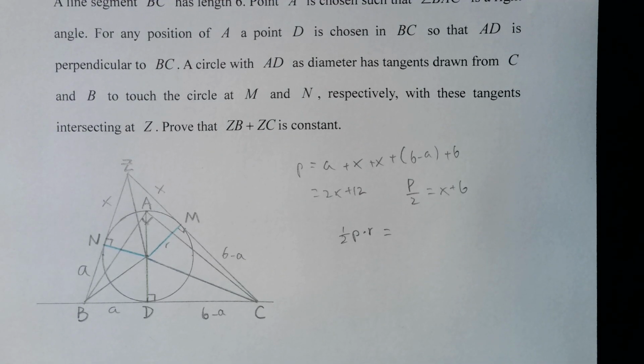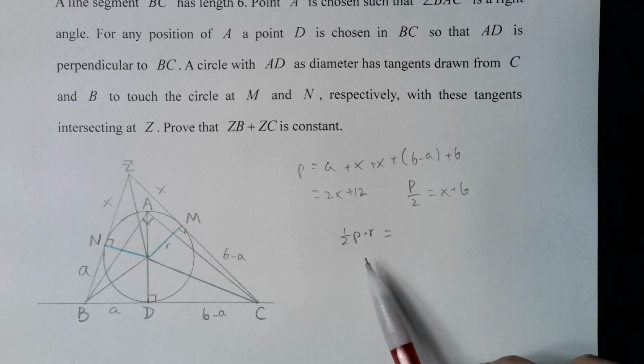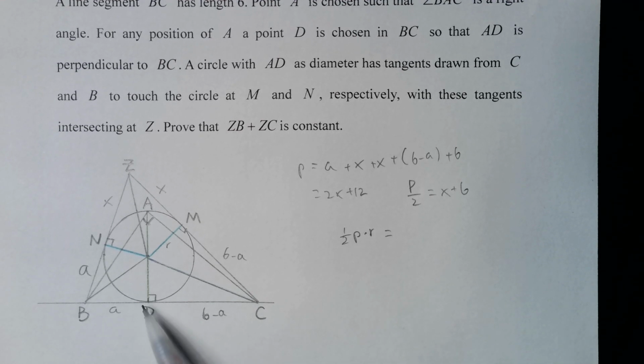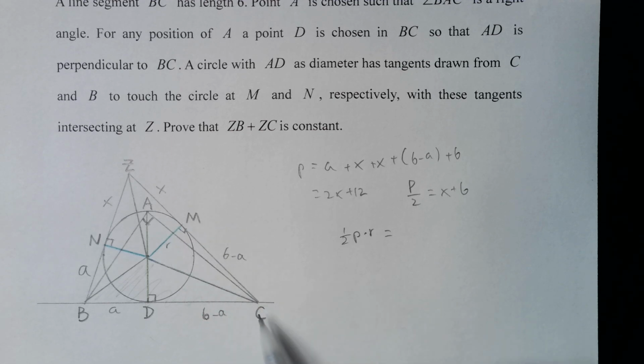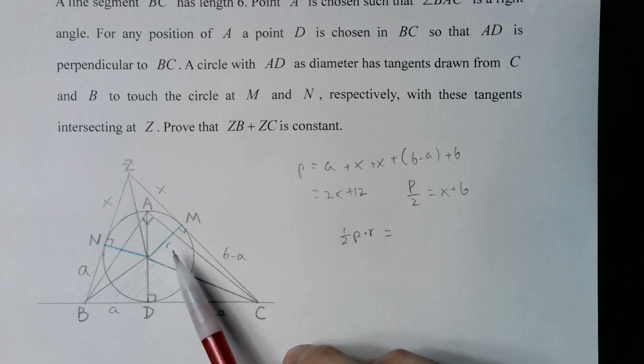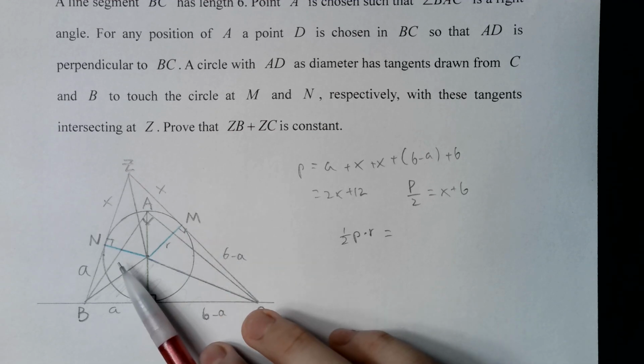But I'm going to pause on this now. Why do we have 1 over 2 P times r? Well, you can see here, if you're looking for the area, let's look at this triangle here. What is the area of this triangle? Well, it would be r times BC divided by 2. Similarly, for all of these other three big triangles, so for example, Z, C, and the center of the circle, as you can see here, it's going to be r times ZC divided by 2, and similarly for this.